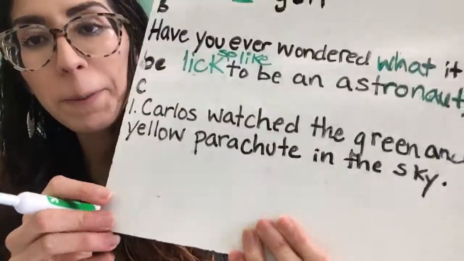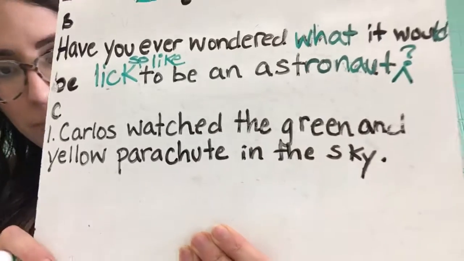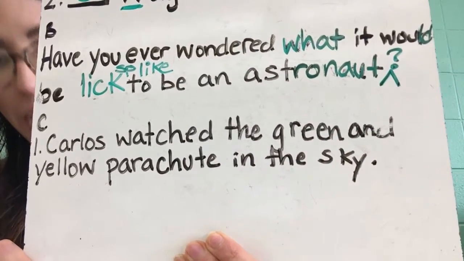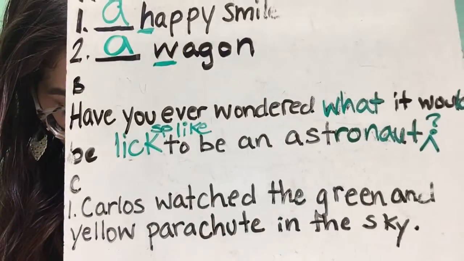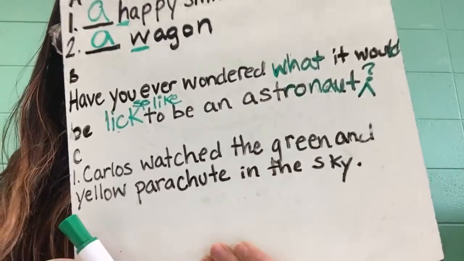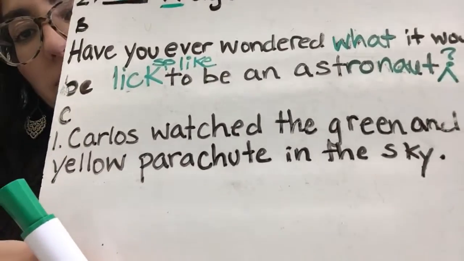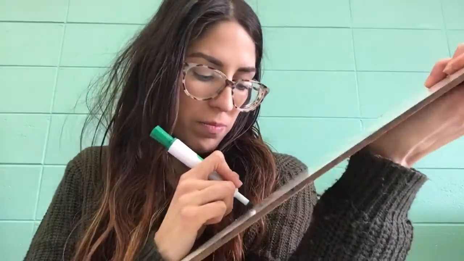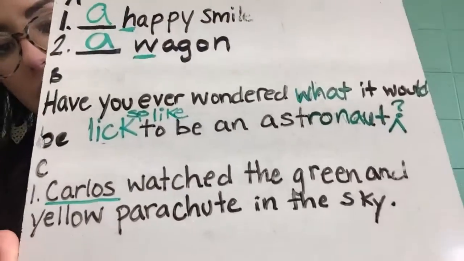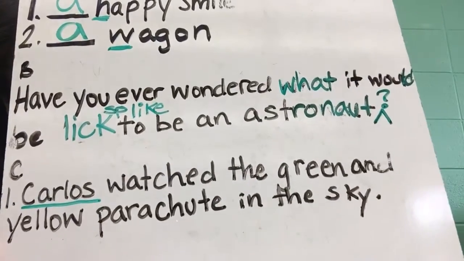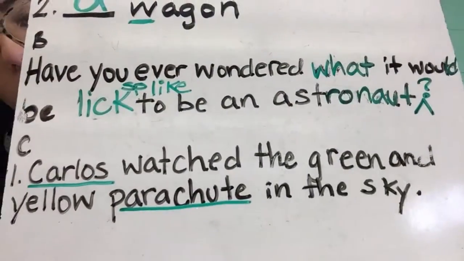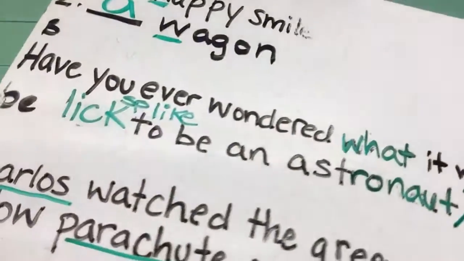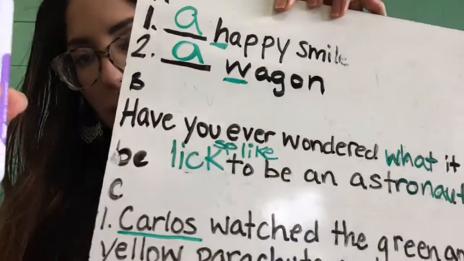Let's do the first one together. Number 1 says, Carlos watched the green and yellow parachute in the sky. What are my nouns? Let's underline those nouns first. What's my first noun? That's right, Carlos. What's my next noun? That is right, it is parachute. And what's the last noun? Sky. Very good.